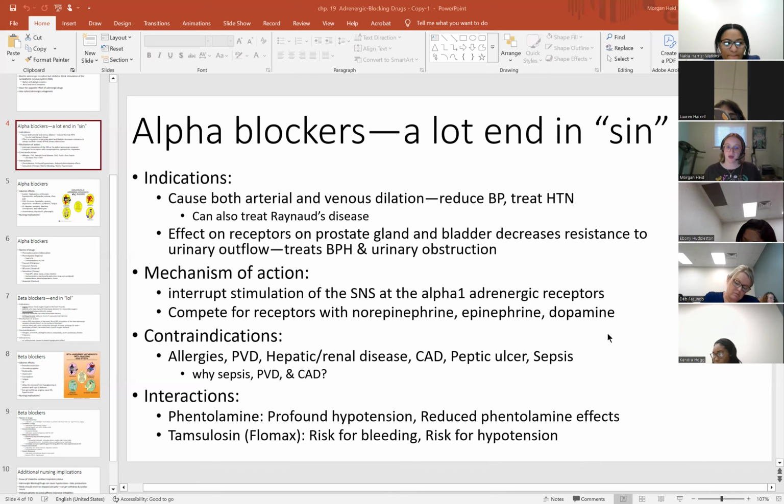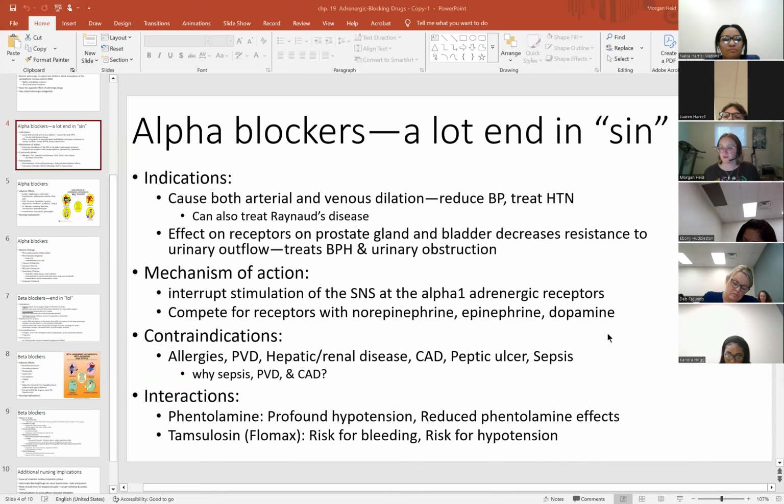I'm sorry, I got a question. So, beta blockers would lower the heart rate, whereas alpha blockers would lower the blood pressure. Yep. Perfect. You're on the right track.